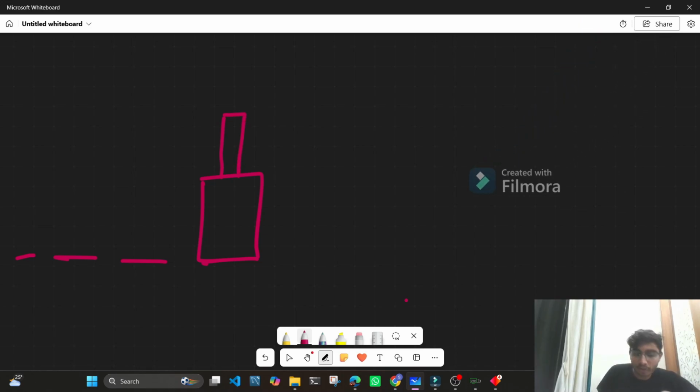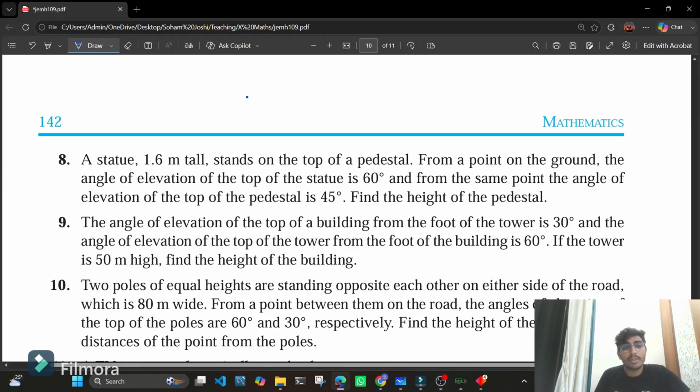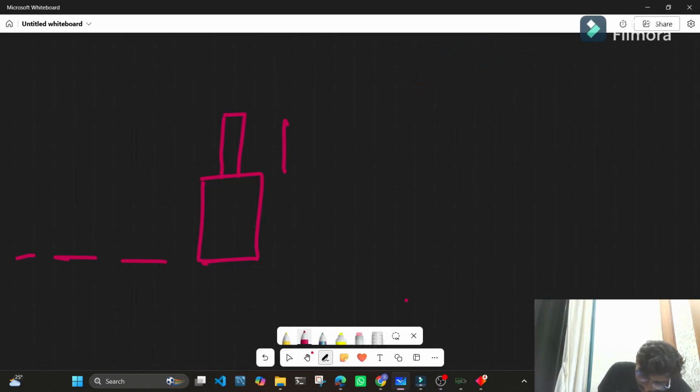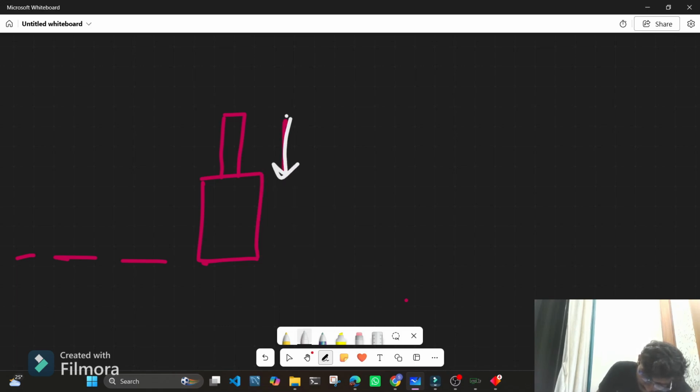Let us say this is the pedestal. This is the ground level. And there is a statue. I'll denote the statue using this small figure. I'm sorry for my drawing, but it's okay. We are given that a statue 1.6-meter tall stands on the top of the pedestal. The height of the statue is 1.6 meters, so this much part is 1.6-meter tall.